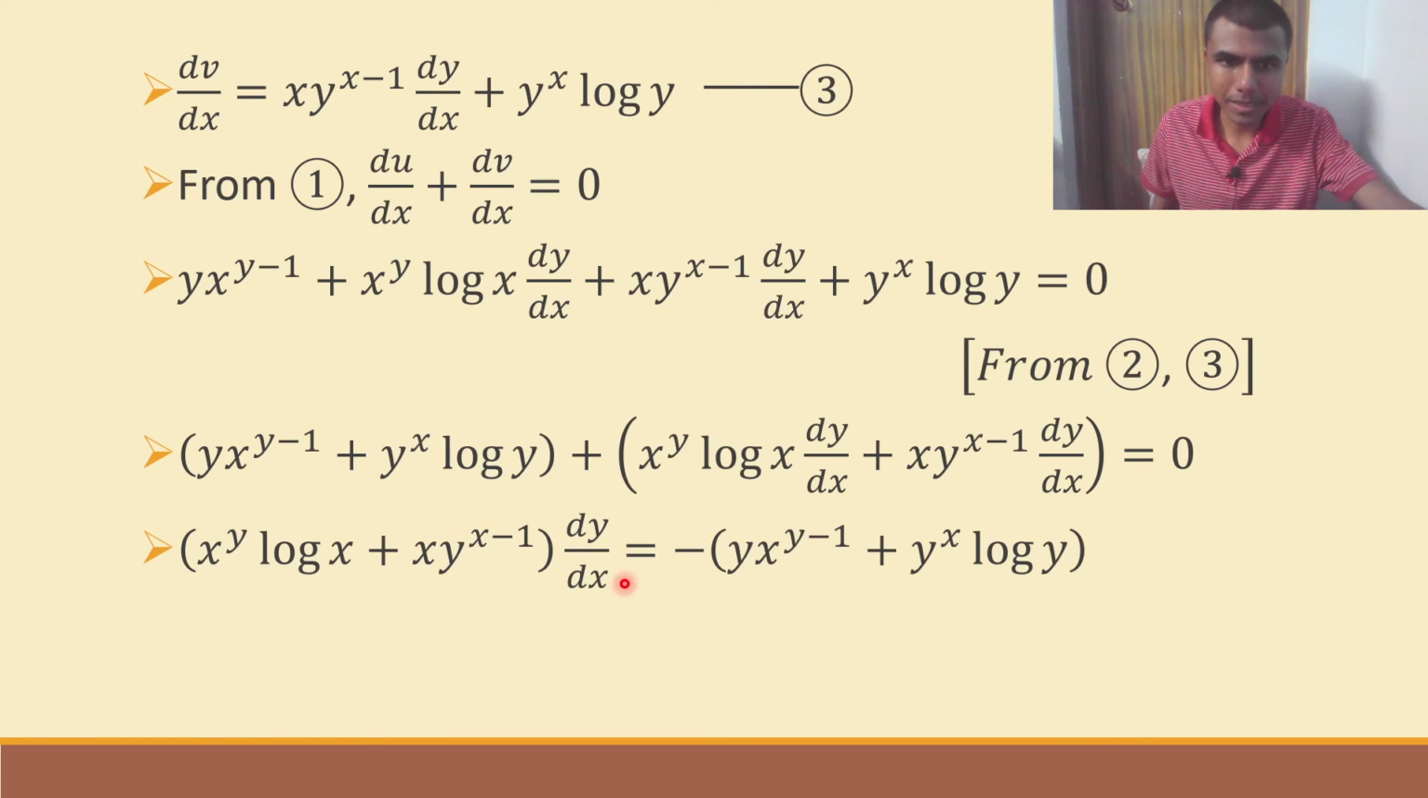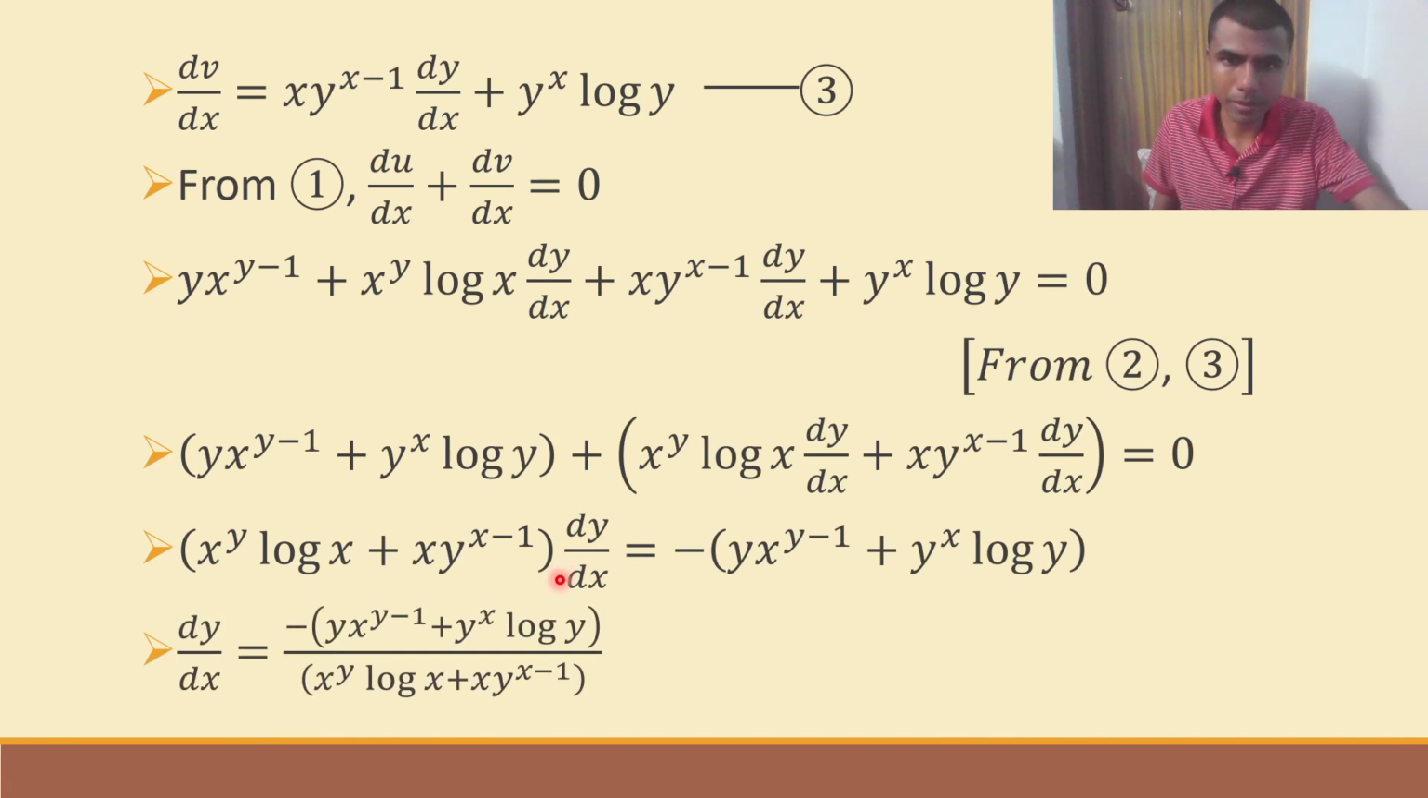Now all we have to do is just send this to the RHS and we are done. Since here it is this term into dy by dx, if it goes to the RHS, it would go to the denominator. So I'd get dy by dx is equal to minus y x power y minus 1 plus y power x log y, over x power y log x plus x y power x minus 1. This is what we had to prove and we got it.